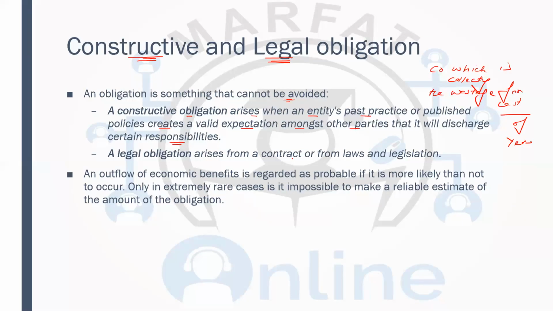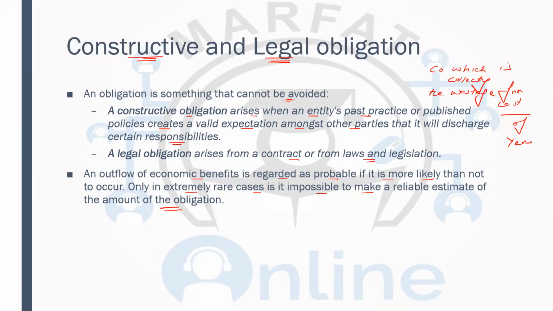A legal obligation arises from a contract or laws and regulations. If something is coming from the law, that means a legal obligation. An outflow of economic benefits is regarded as probable if it is more likely than not to occur. Only in extremely rare cases is it impossible to make a reliable estimate.